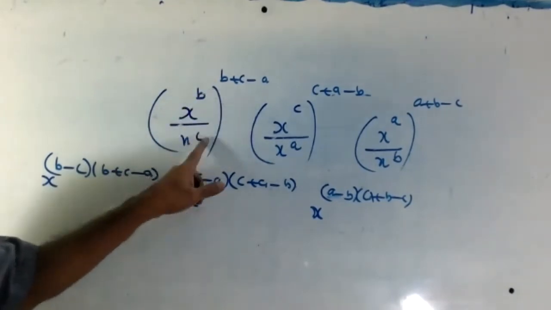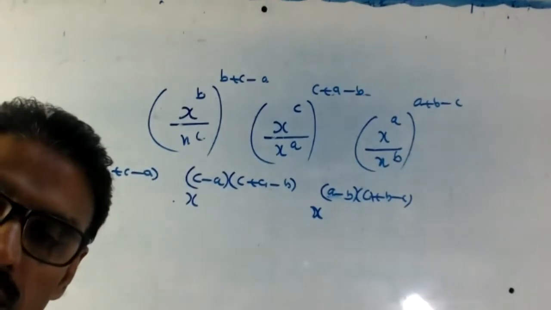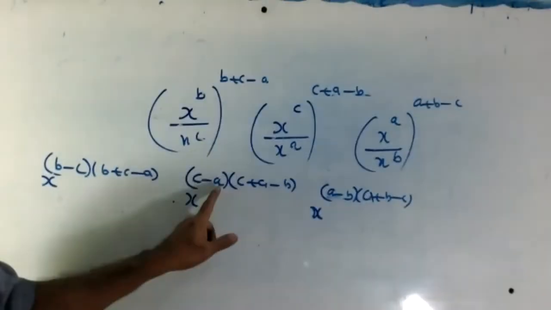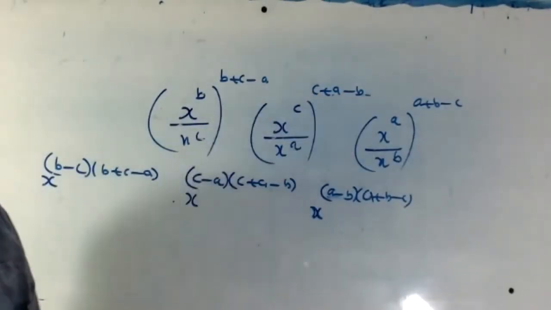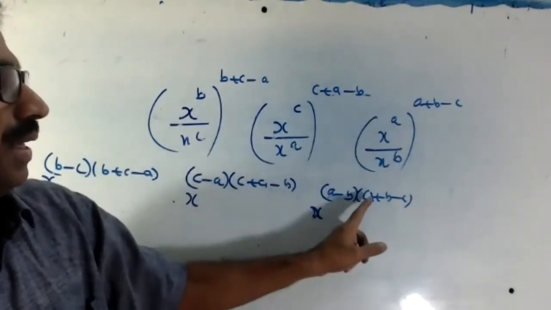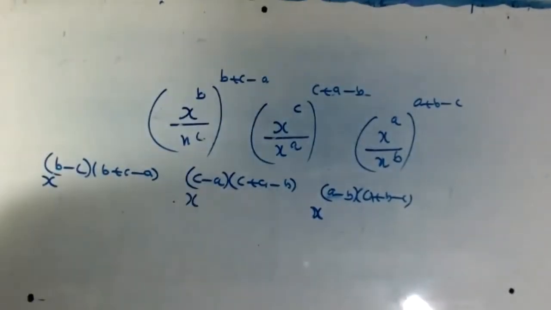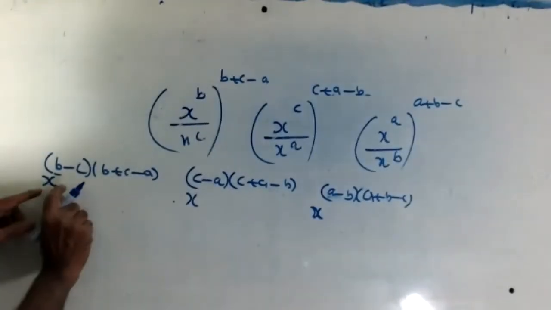That is all I wrote here. x raised to b minus c, here c minus a, c plus a minus b, x raised to a minus b, a plus b minus c. This is only one line. Okay, then you have to open everything.